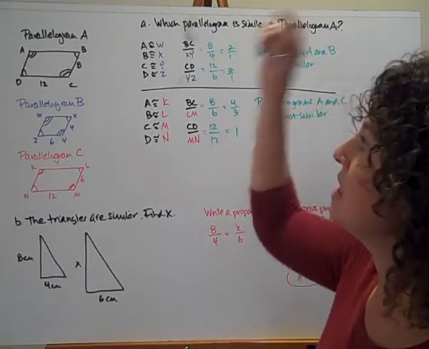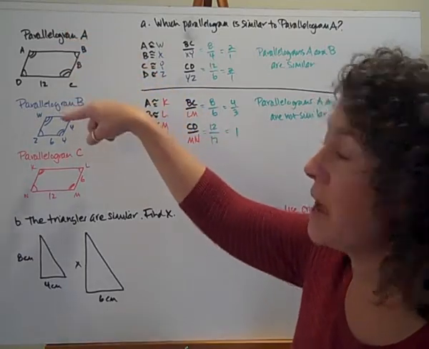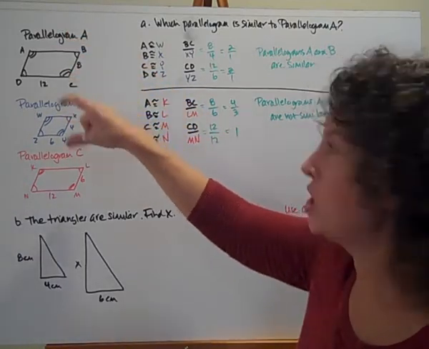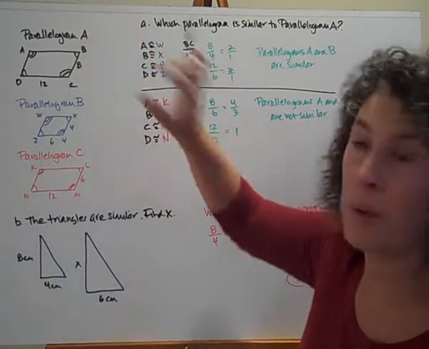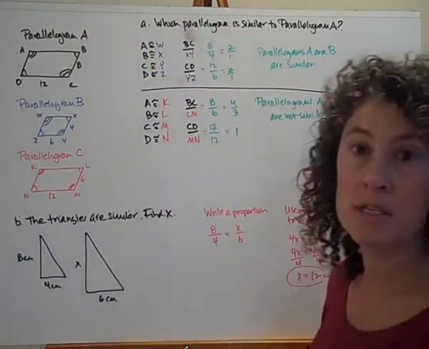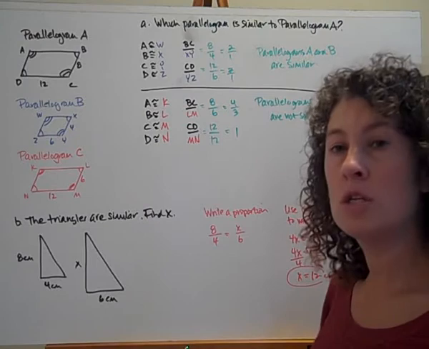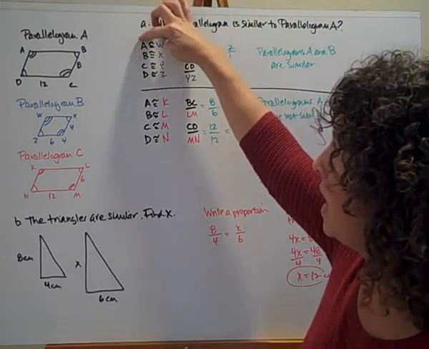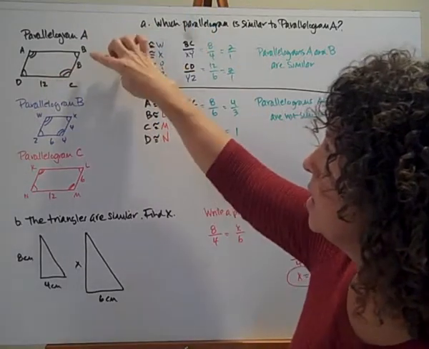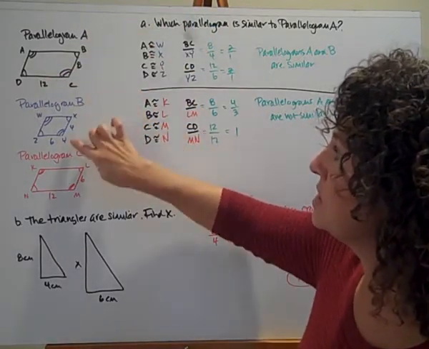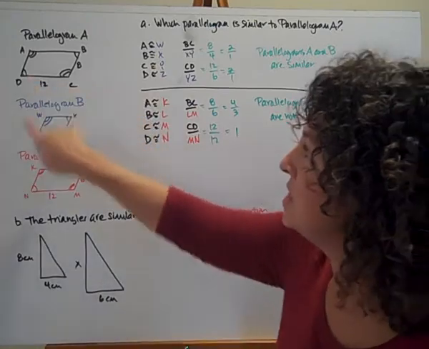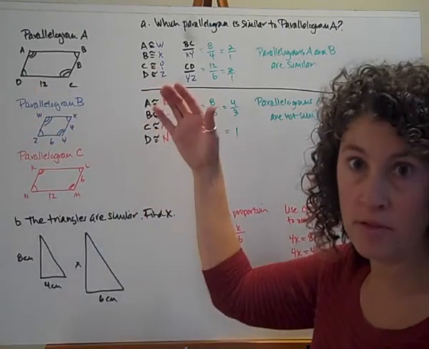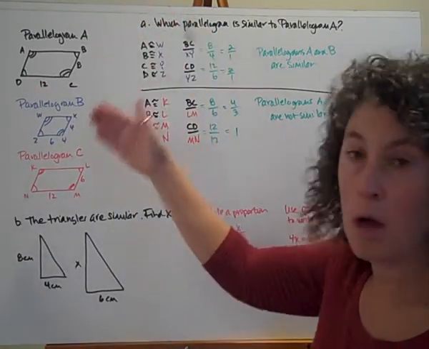So I should see that I have corresponding angles in each of my shapes. I'm going to talk about parallelogram A and parallelogram B first, and we're going to see if they are similar to each other. So they need to have congruent angles. I've got A and W, they're congruent. B and X, they're congruent. C and Y, they're congruent. And D and Z, they're congruent. So it passes the first test, that corresponding angles are congruent.